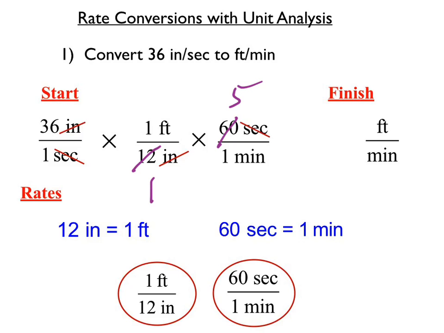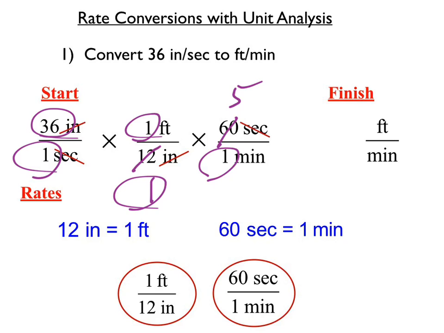Because now we have, on the bottom, 1 times 1 times 1, but on the top, we have 36 times 1 times 5. By the way, what is 36 times 1 times 5? What is that?